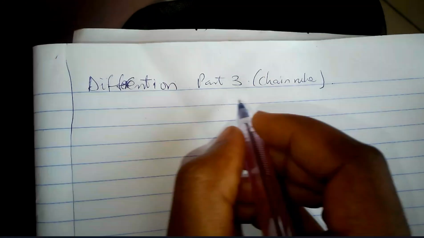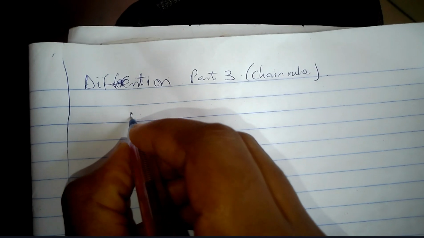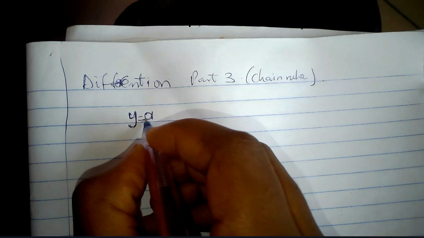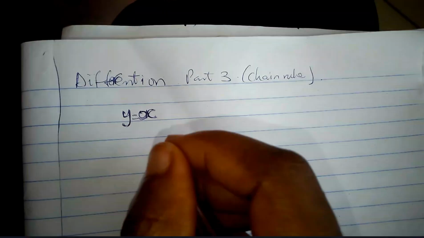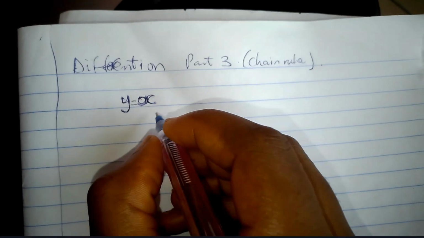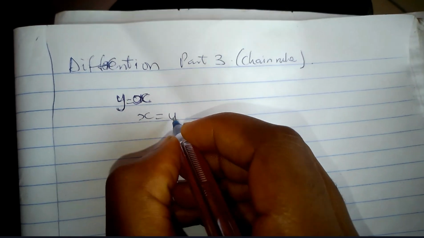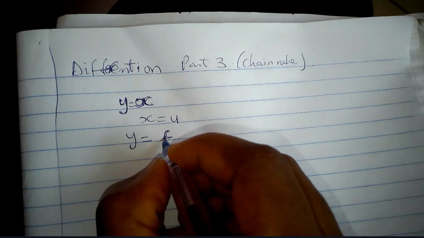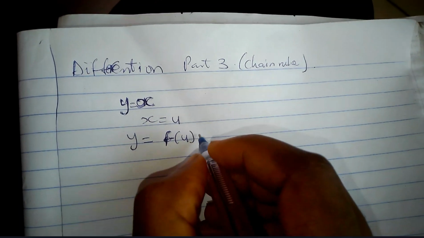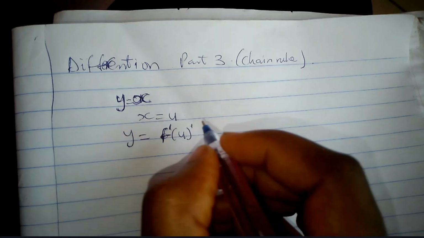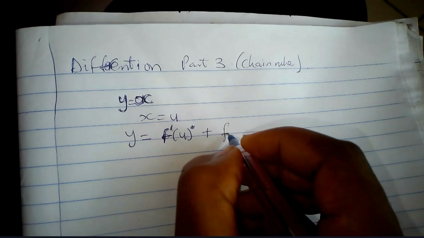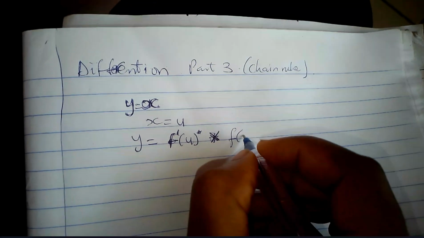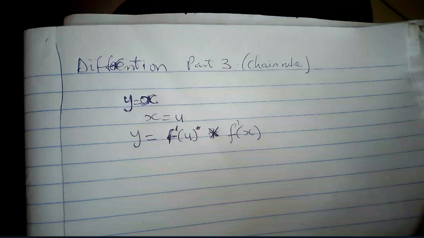So first of all, what is our chain rule? Our chain rule states that if y is a function of u, and u is a function of x, then the derivative of y with respect to x equals the derivative of the function of u times the derivative of the function of x. So what do we mean by that?